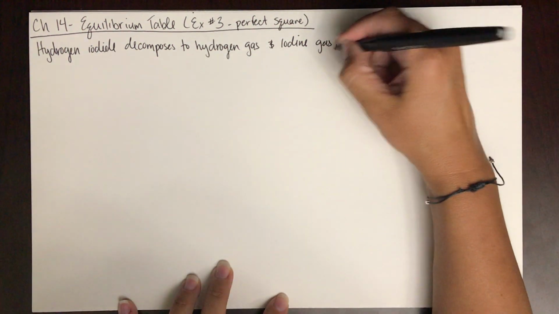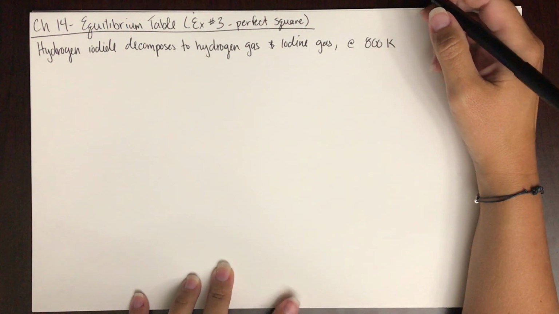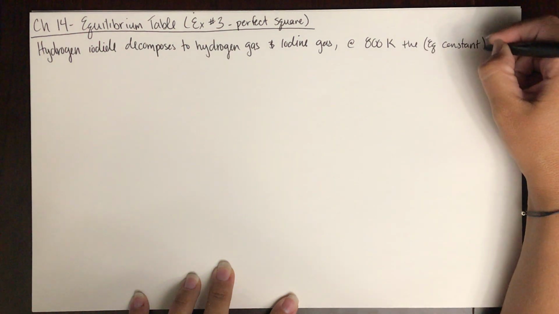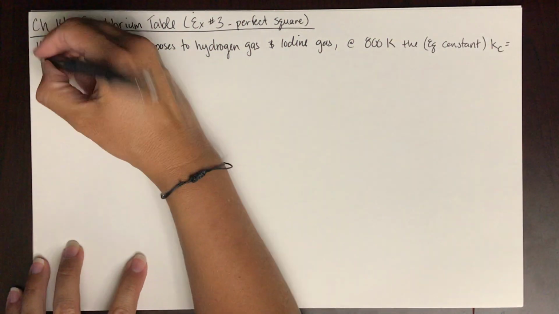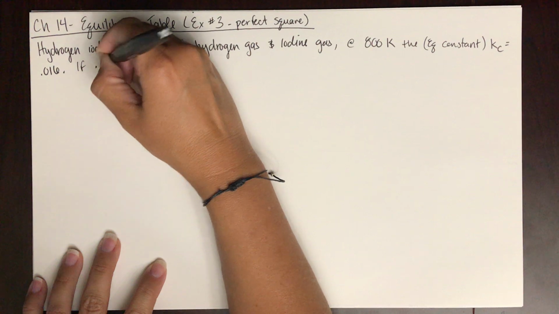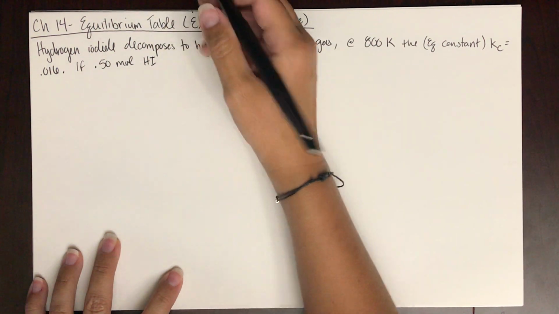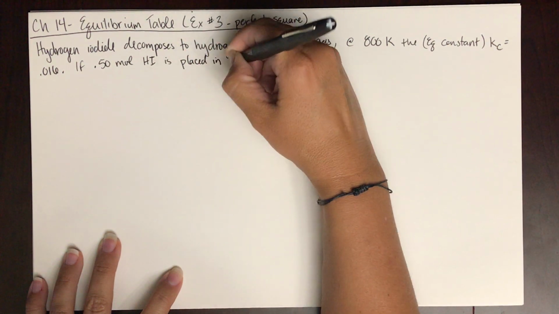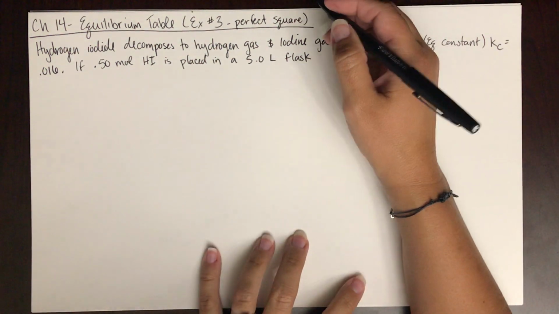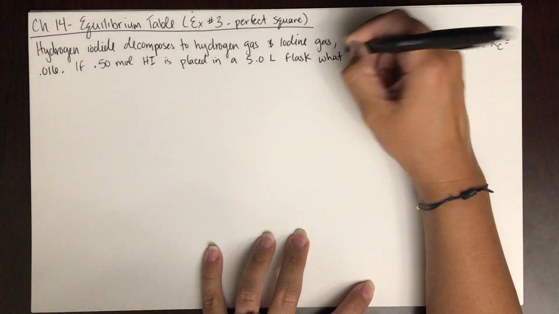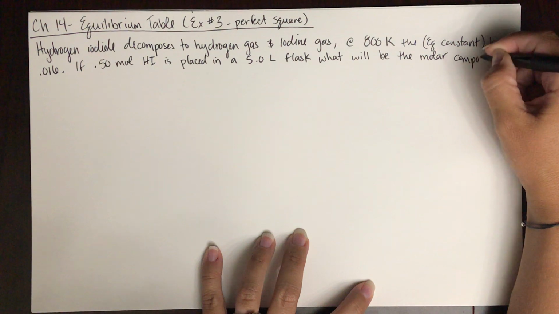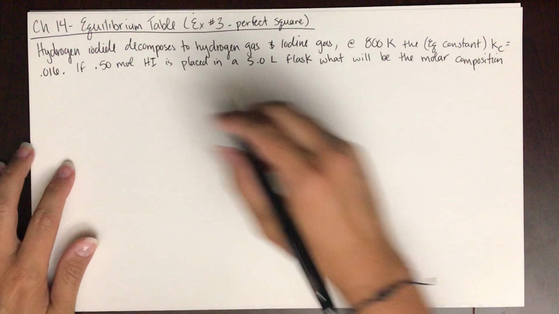So it says at 800 Kelvin, the equilibrium constant, which is the Kc, equals 0.016. If 0.50 moles of hydrogen iodide is placed in a 5.0 liter flask, what will be the composition of the equilibrium mixture in molarities? I'm just going to say molar composition of the mixture.